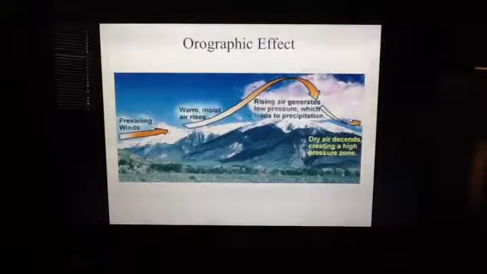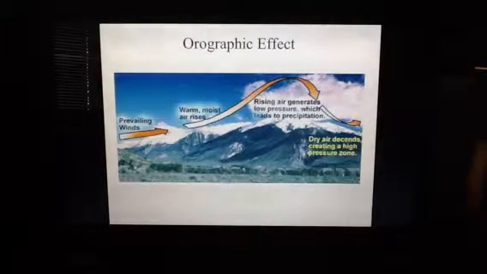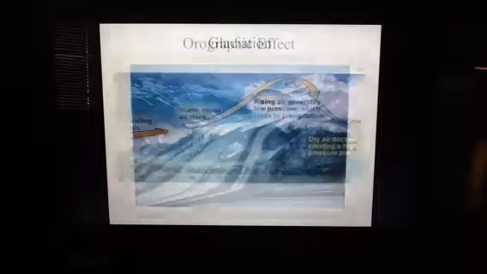A perfect example of this are the Sierra Nevadas in California. On the east side of the Sierra Nevadas is the Central Valley, where cities like Stockton, Fresno, Modesto are located. And they get plenty of rain, they grow lots of crops. Once you cross over that mountain range, though, you get to Las Vegas, which is extremely dry. And that's why. It's because it's on the leeward side of a mountain.